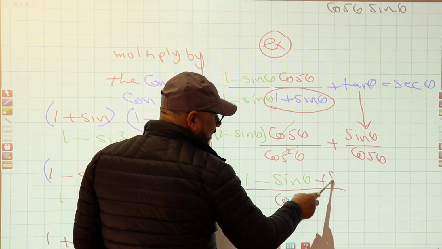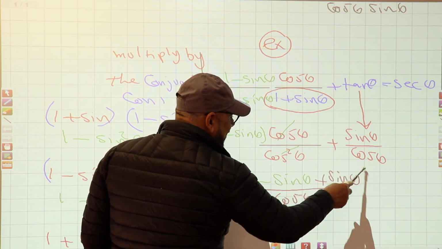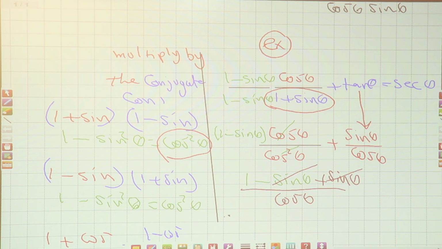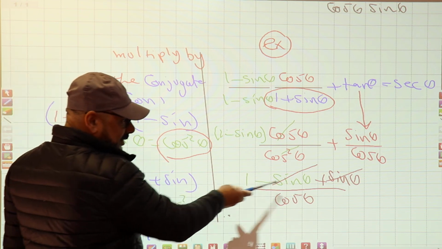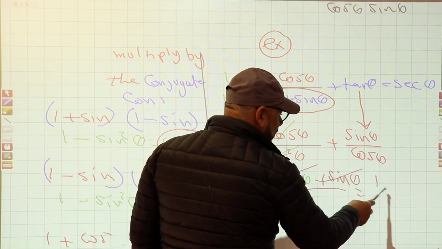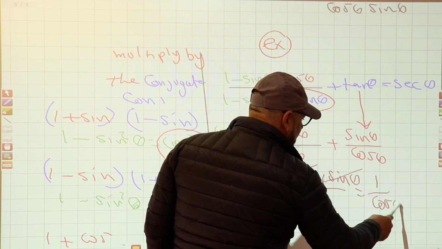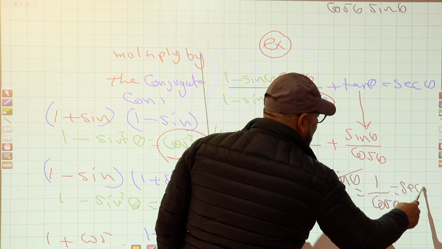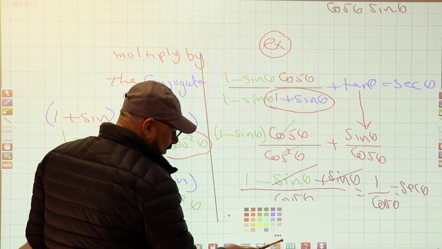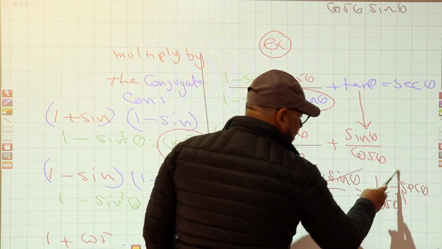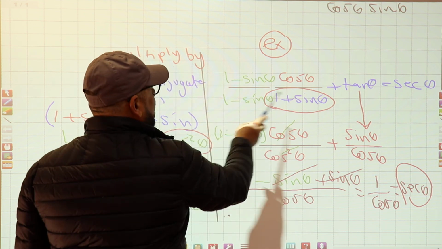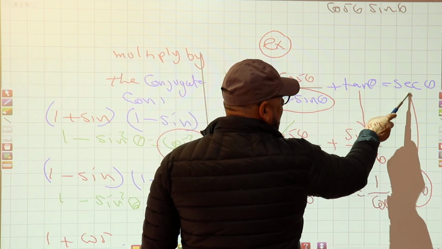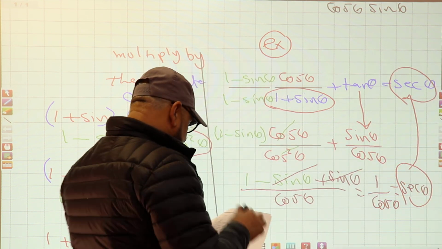Plus sine theta. Wow! This cancels with that: plus sine theta, minus plus. Then 1 over cosine theta, which is what? Secant theta. That is what she wants, which is here. You see this side is the same as this.